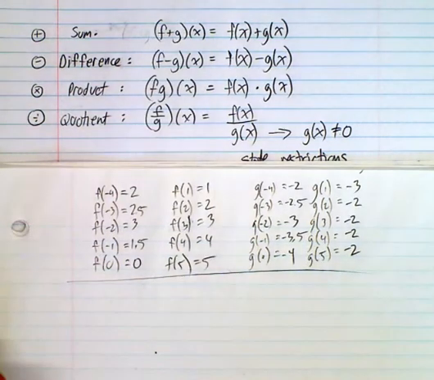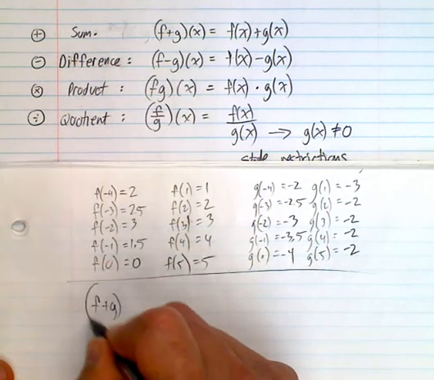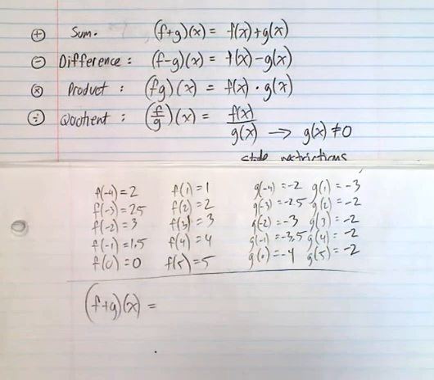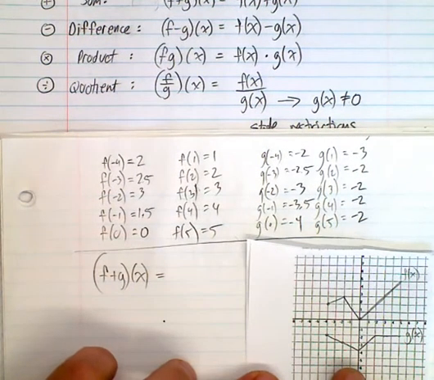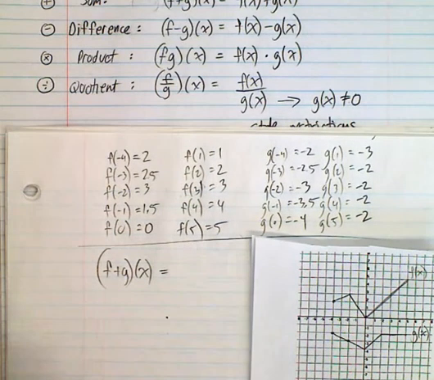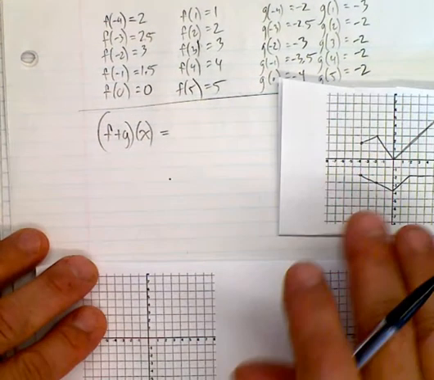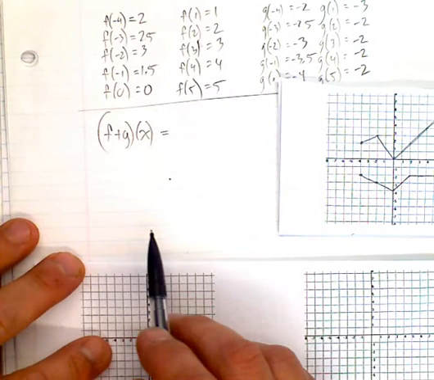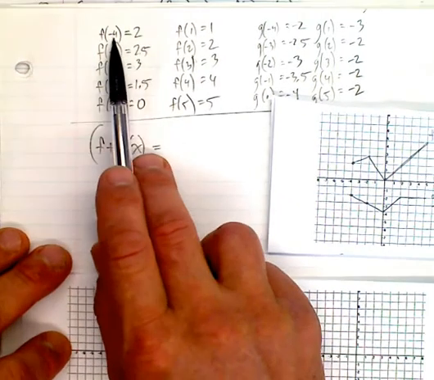Now, what happens if I want to say, okay, f plus g of x for this graph right here, okay? Well, what we do is we look at the values. So let's get another graph here. I'm going to try and organize this a little bit better. Let's have a look. If I'm going to do f plus g of x, that means I'm going to take these values and add them. At negative 4, f is 2.